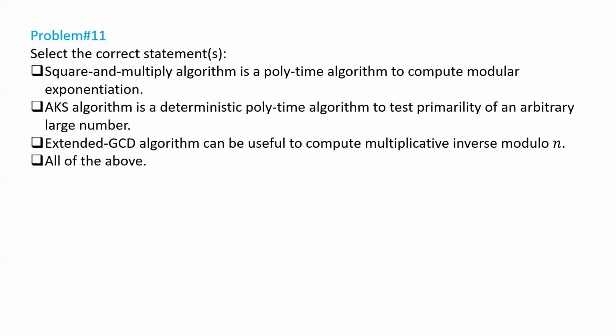So 1 mod n gives 1, and that is congruent to UA mod n plus Vn mod n. And because Vn is a multiple of n, Vn is congruent to 0 modulo n. So finally you get 1 congruent to UA modulo n, and your U is nothing but the multiplicative inverse of A. That is how the extended GCD algorithm works. So to compute the multiplicative inverse of some integer A in Zn, you can make use of this extended GCD algorithm. So the third statement is correct.